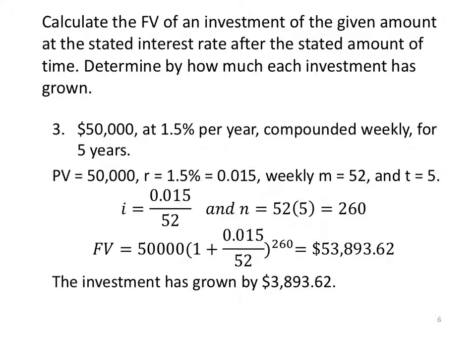So let's see. My future value is 50,000, parentheses, 1 plus 0.015 over 52, because your calculator can handle fractions a lot more quickly and probably easier than you can, so we'll just leave the fraction. Close the parentheses to the power of 260, and after 5 years I'll have $53,893.62, and again subtract the original 50,000 to find how much the investment has grown by.